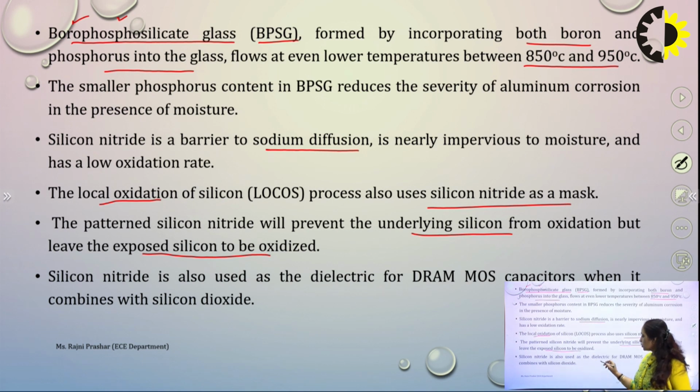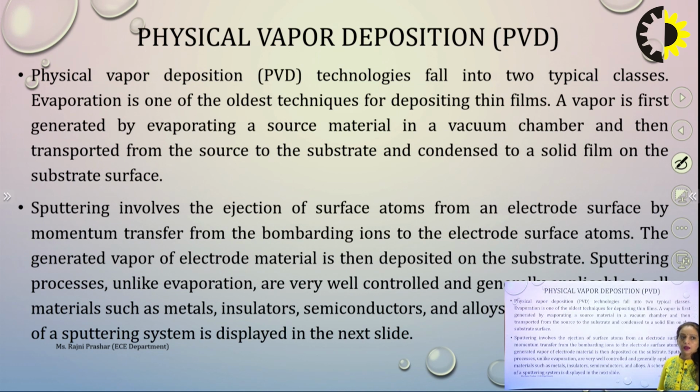Silicon nitride is also used as a dielectric for DRAM, that is dynamic RAM, MOS capacitors, where it combines with silicon dioxide. Now, what are the methods used for this deposition process? The very first method used for deposition is physical vapor deposition, also known as PVD. This technology falls into two categories.